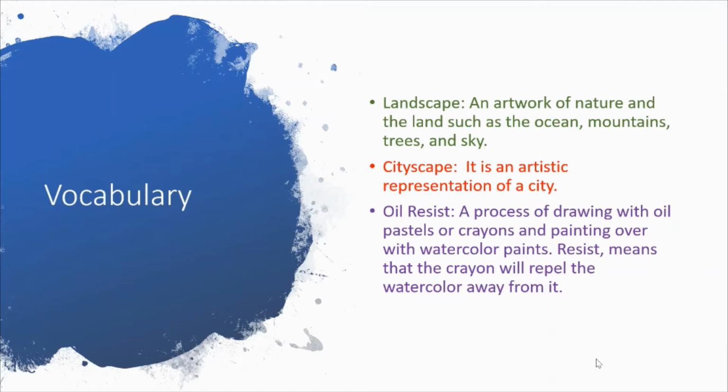Vocabulary. Today we're going to learn what a landscape is. A landscape is an artwork of nature and the land such as the ocean, mountains, trees, and sky. We're also going to learn about cityscape. Cityscape is an artistic representation of a city.